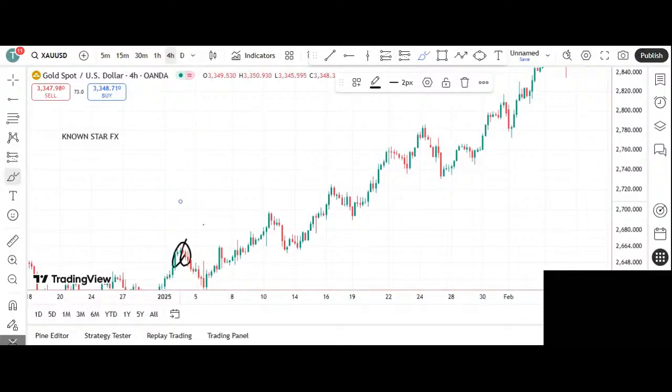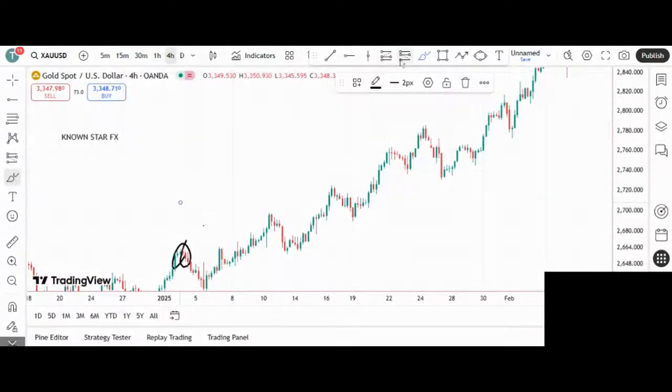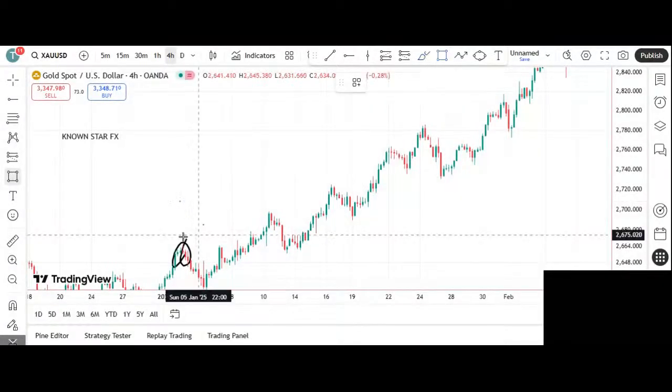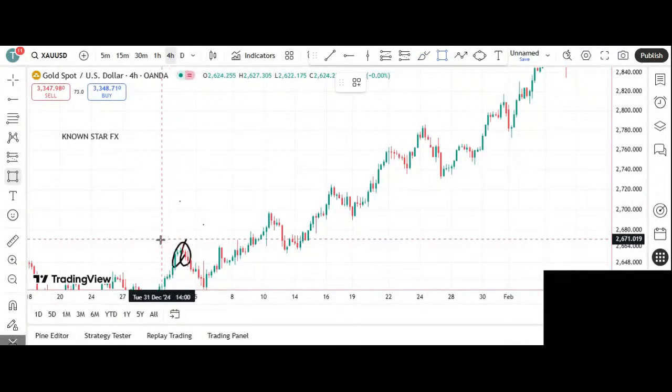Exactly. God bless you, JC Prosper. It is a resistance. JC Prosper said it is a resistance turn support later on. Exactly. It means you are getting the whole concept. It is a resistance that turned what? Support later on. Now, how do we know? How do we know that?